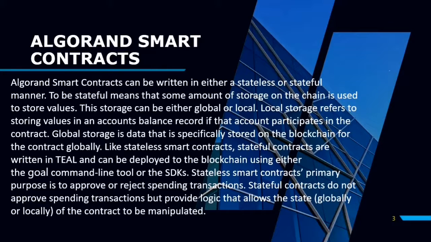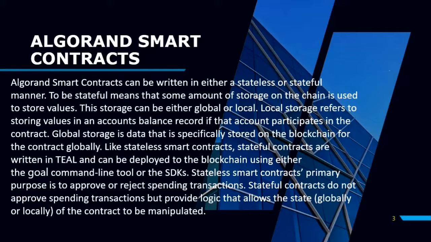Stateless smart contracts, the primary goal of stateless smart contracts is to approve or reject pending transactions. Stateful contracts do not approve pending transactions but provide logic that allows the state, either locally or globally, of the contract to be manipulated. That is a difference between a stateless and a stateful smart contract.